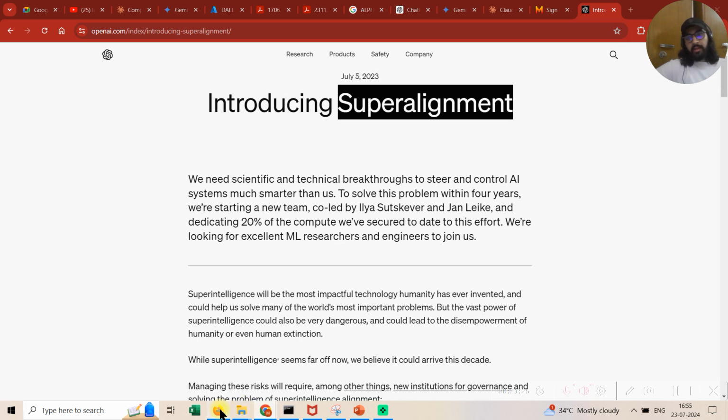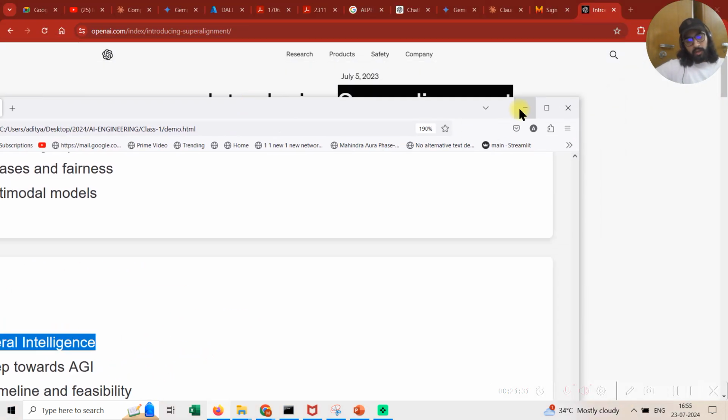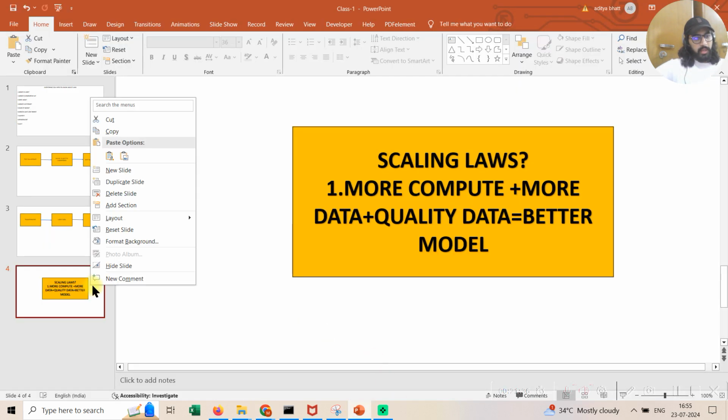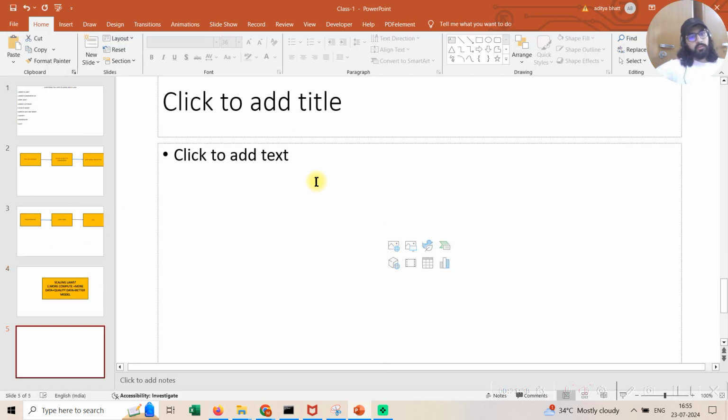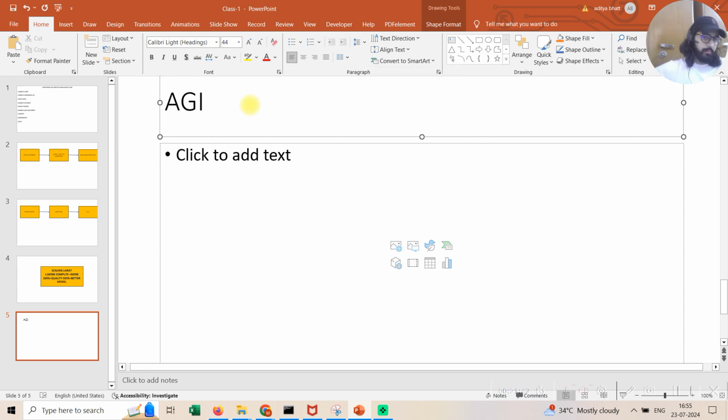So don't be scared. At least right now we are in level 1 only, so nothing to worry. Then the last thing is AGI. So guys, see AGI. What is AGI? I want to spend some time on AGI as well. Let's just create a new slide and write AGI.